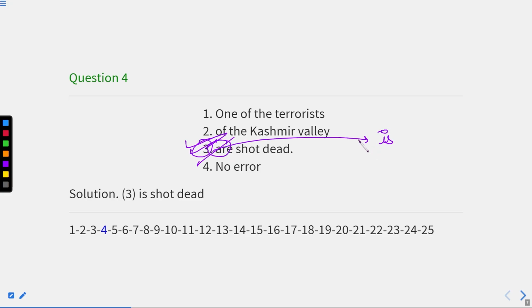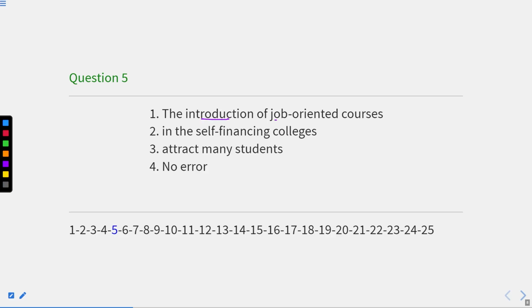Okay, now let us move to the next one. The introduction of job oriented courses in the self financing colleges attract many students. Now, here we are talking about the introduction of job oriented courses in the self-financing colleges. So this much part is actually the partitive of the sentence. Okay, this is actually the partitive of the sentence.